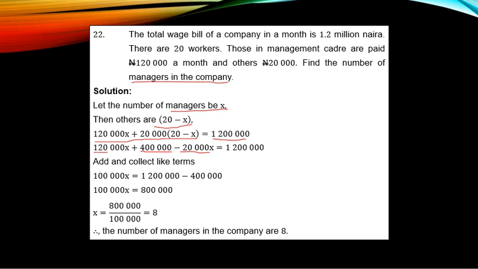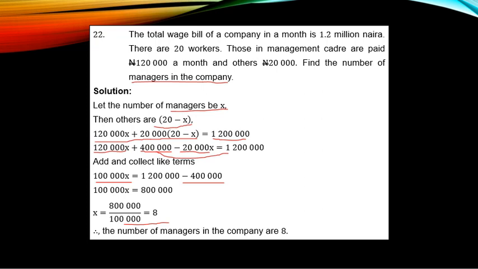So 120,000 s minus 20,000 s is 100,000 s. You take 400,000 to join 1,200,000, it becomes negative. By the time you subtract, you have 100,000 s equal to 800,000. To get s, divide both sides by 100,000 and s is equal to 8. Therefore, the number of managers in the company is 8.